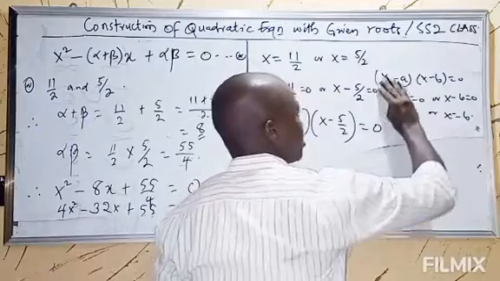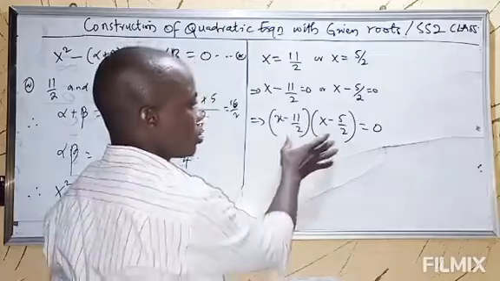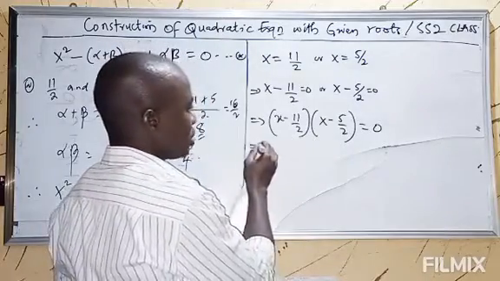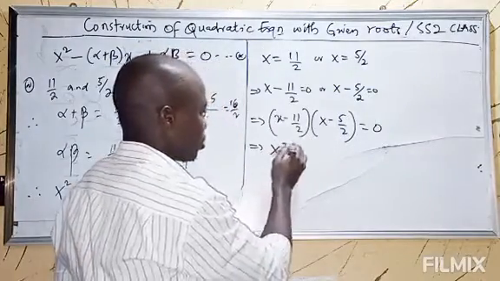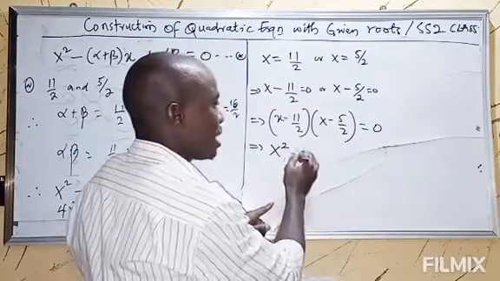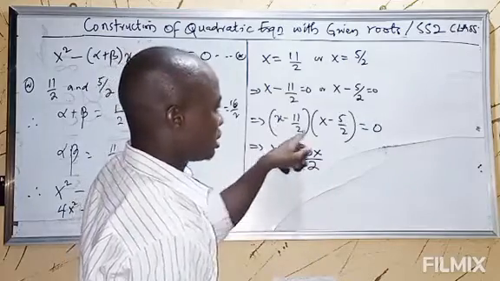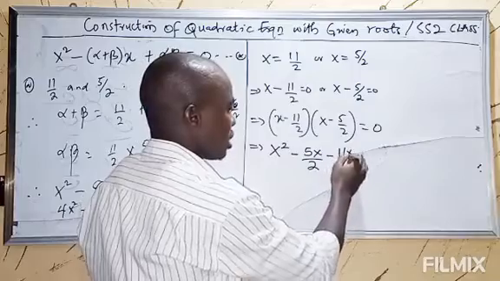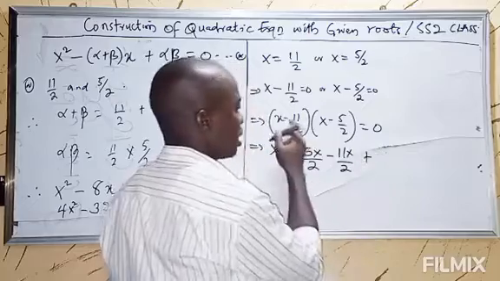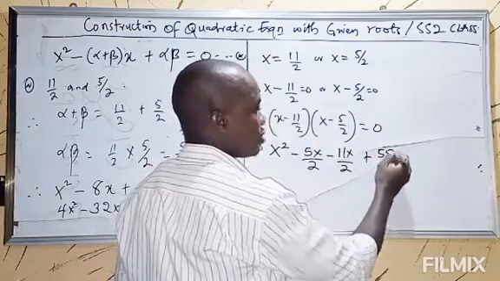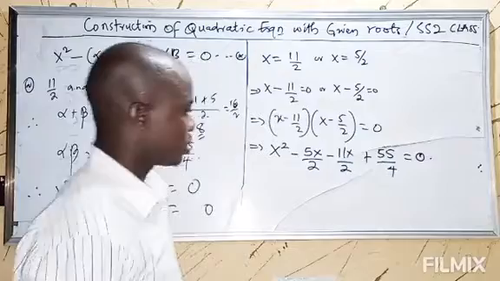So now let me clean this, so in order to avoid what? Distraction. So now from here, what's the next thing to do? You just try to open the bracket. So opening the bracket, what do we have? So you use this one to multiply this. So x multiplied by x, we have what? x squared. x multiplied by this one, we have minus 5x over 2. Are you getting it? This one times this, we have minus 11x over 2. Are you getting that? Then this times this, we have plus 11 times 5, we have 55 over what? Over 4, which is equals to 0. Are you getting it now?